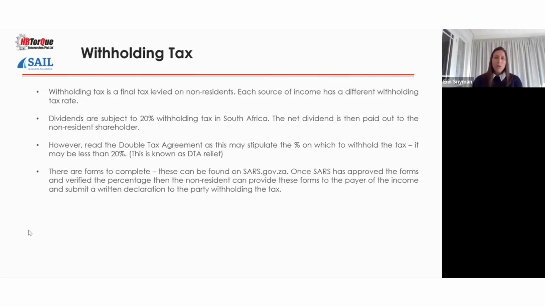For example, if you were to have a look at the double taxation agreement and you navigate down to the dividend section, that might say, okay, this country withholds tax at 10%, and that's the maximum that you're allowed to withhold tax at. Now, if you are earning dividends as a non-resident, you can apply to SARS. All the forms are found on the SARS website. You can find those forms and get that percentage verified by SARS, and you then provide that form from SARS to the third party who's issuing the dividend, and they will then withhold the tax at 10%. Now, the 10% saving is what we call double taxation relief. That's just one example. There are multiple different sources of income that withholding tax is levied on, and each double taxation agreement, depending on the country you're in, will indicate a different rate.